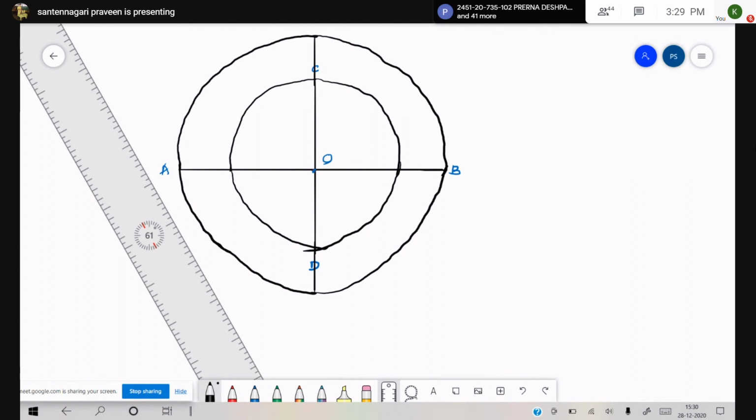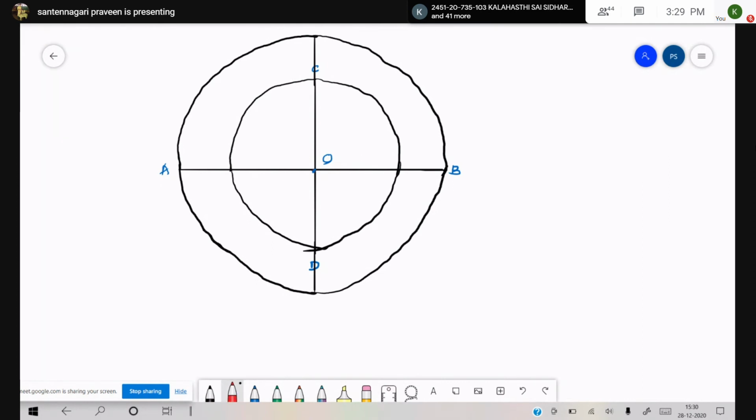Similarly, the CO radius circle can also be divided into 12 equal parts with the help of bisecting an angle. So take a protractor and you can see the COB line is 90 degrees. So place your protractor this way. Place the protractor like this. This is your 90 degrees.